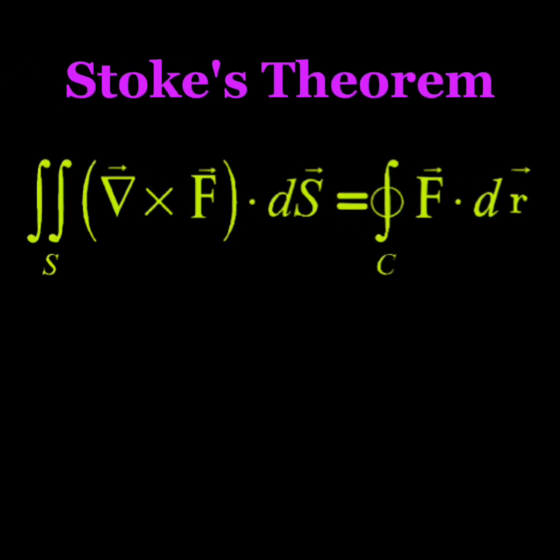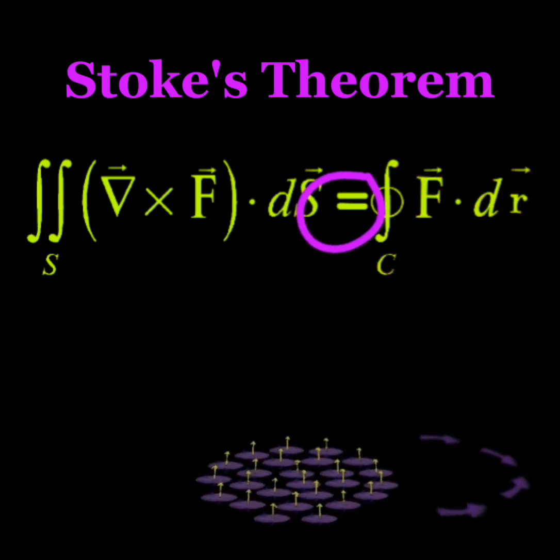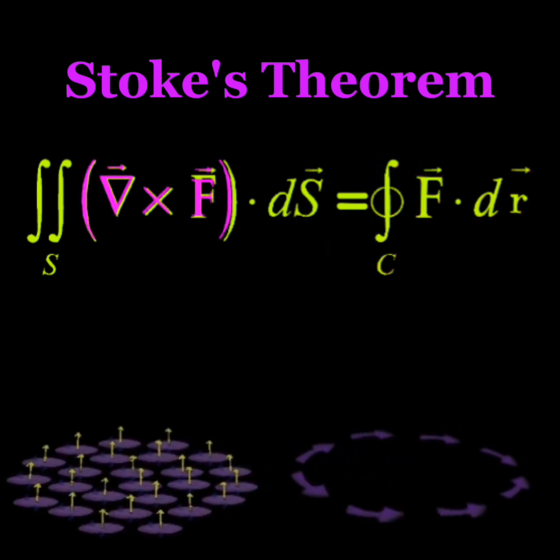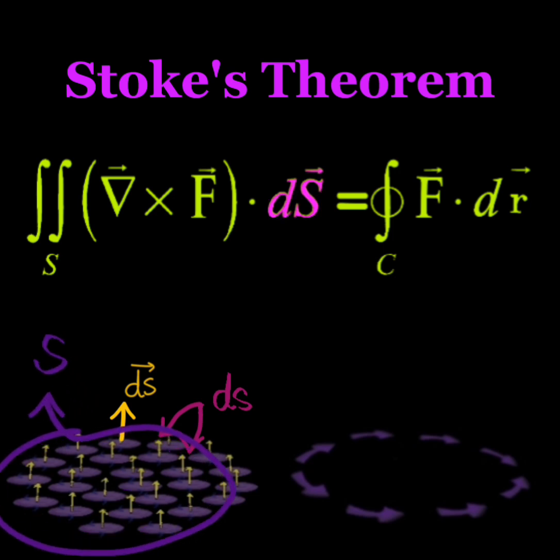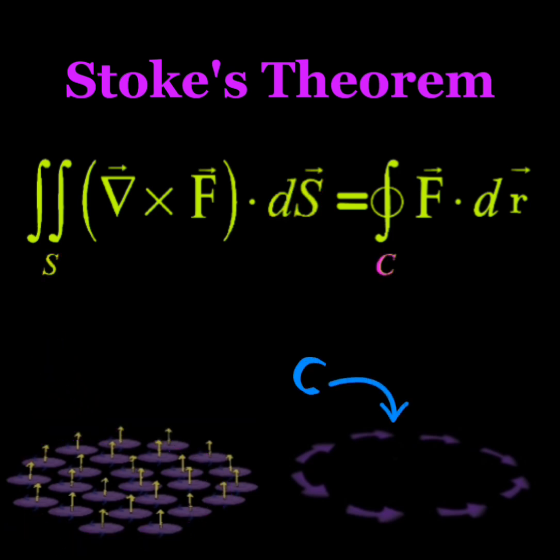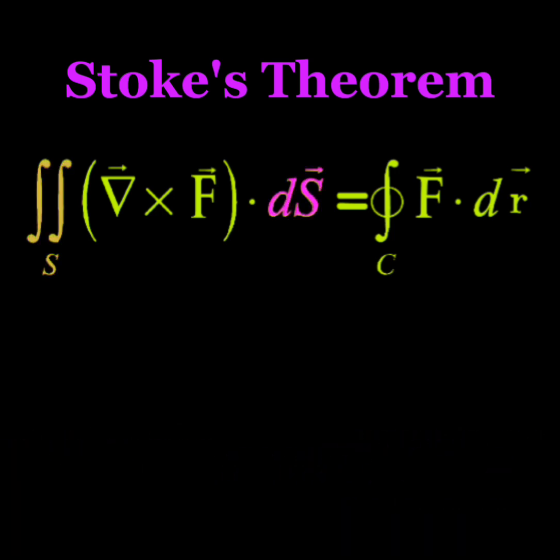Curl, or Stokes' theorem, states that the total amount of the vector field F rotating along the loop or the curve C, which is represented by the closed line integral of the vector field F dot dr, is equal to the total curl of the vector field F around each point of the surface S bounded by C, which is represented by the double surface integral over dS.